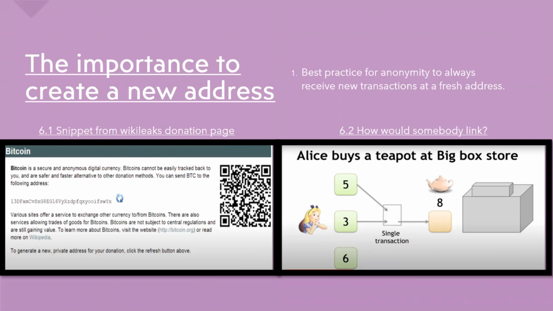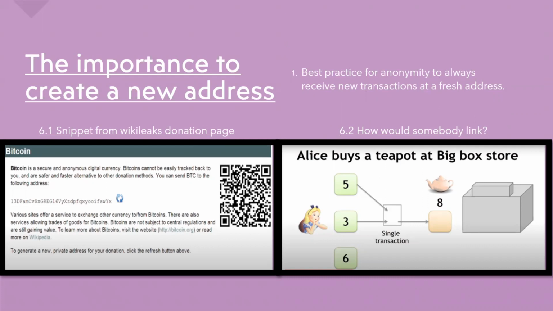That's because WikiLeaks wants to make sure that each donation they receive goes to a new public key that they create just for that purpose. WikiLeaks is taking maximum advantage of the ability to create new pseudonyms for their own benefit. Best practice for anonymity is to always receive new transactions at a fresh address, to put it in simpler terms.